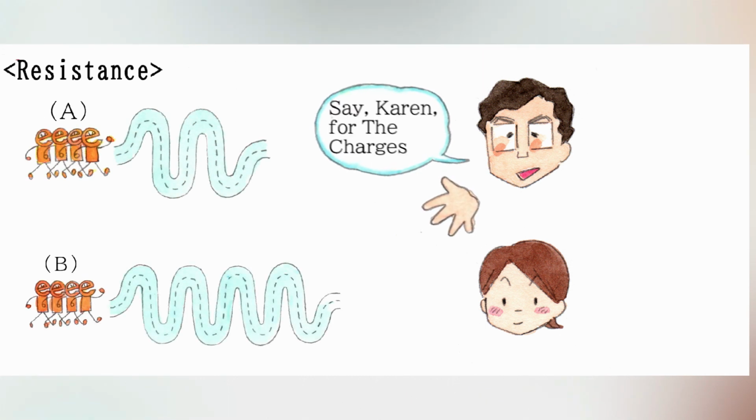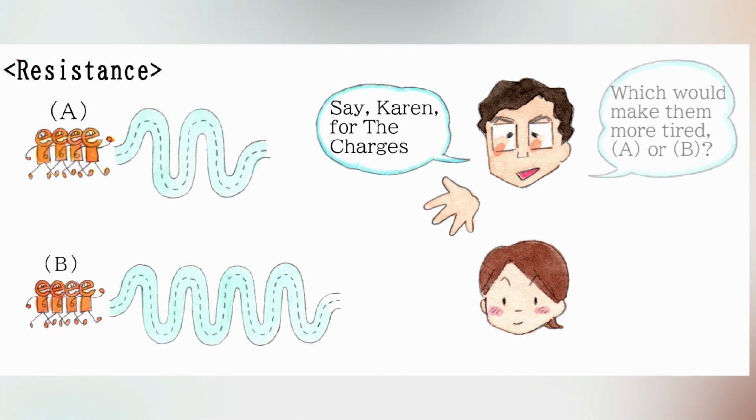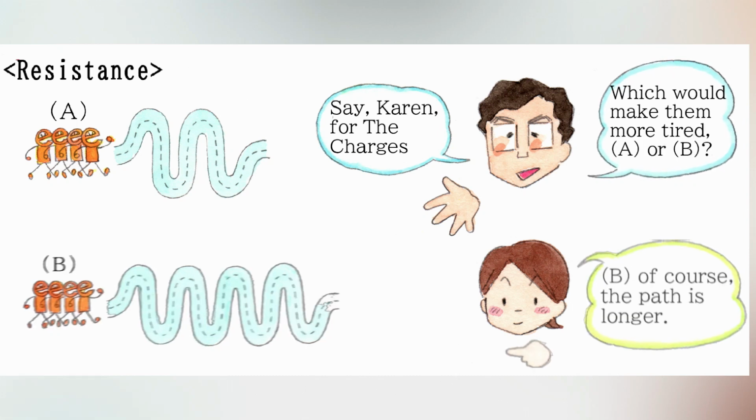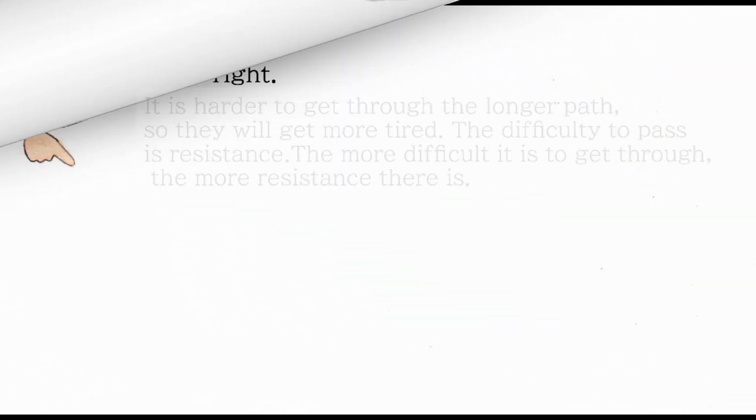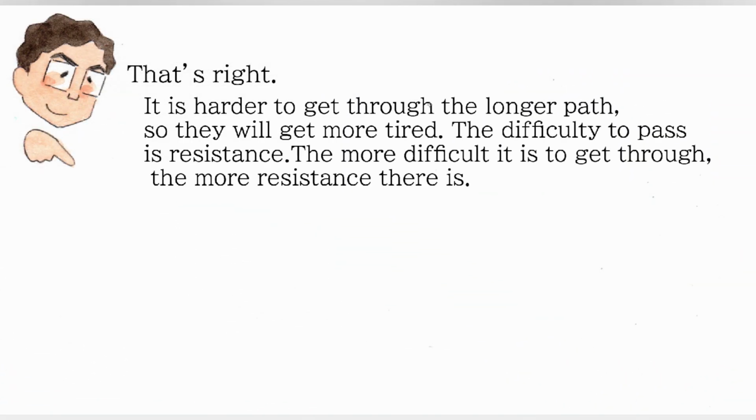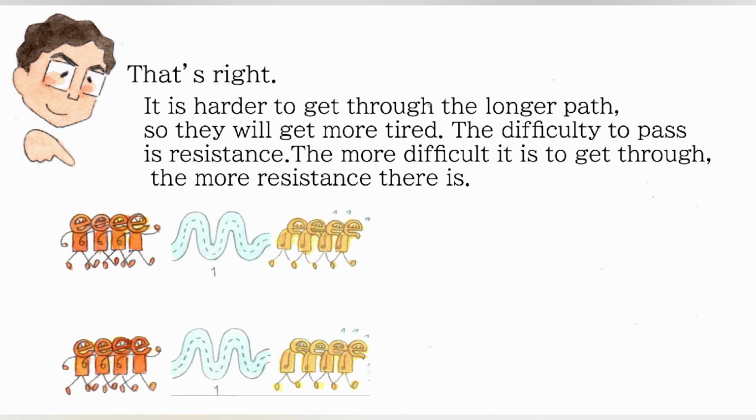Say, Karen, for the charges, which would make them more tired, A or B? B, of course. The path is longer. That's right. It is harder to get through the longer path, so they will get more tired. The difficulty to pass is resistance. The more difficult it is to get through, the more resistance there is.